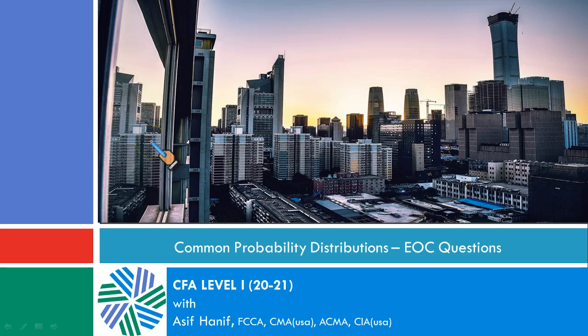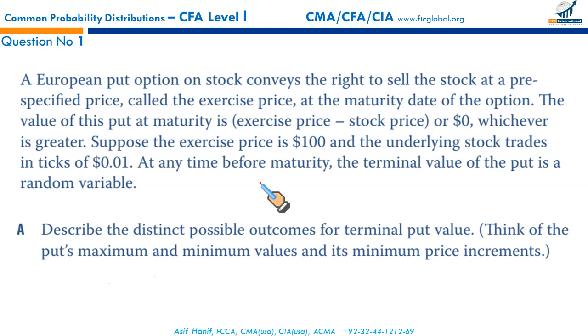Your next area is common probability distribution, starting with the end of chapter questions from your curriculum. Question number 1. A European put option on stock conveys the right to sell the stock at a pre-specified price, called the exercise price, at the maturity date of the option.